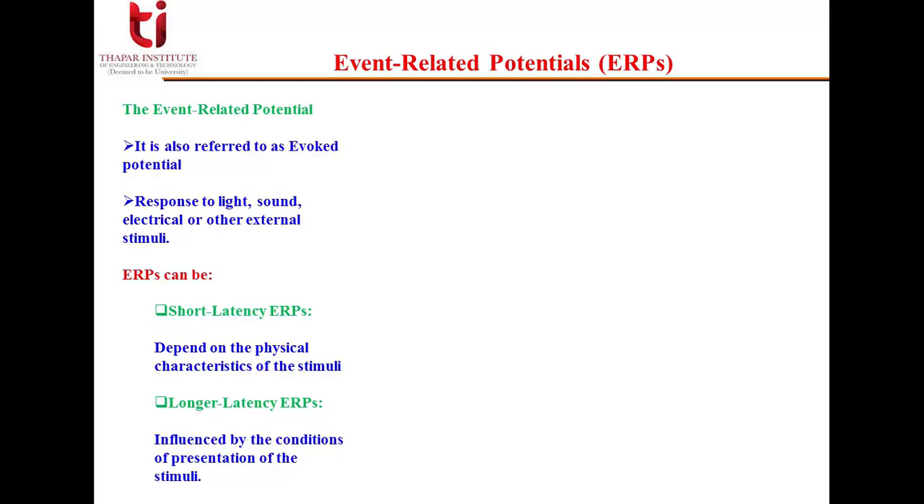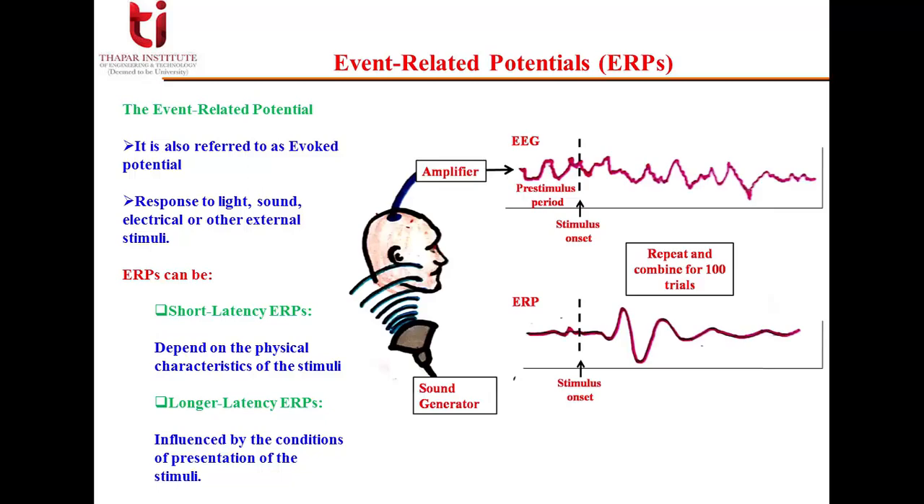The relatively small electrical responses to specific events can be observed only if the EEG traces are averaged over a series of trials. Let's look at this figure. Here the event is a sound that is generated by a sound generator. The large background noise in the EEG wave makes it impossible to detect the evoked response to the sensory stimulus from a single trial. Averaging across tens or hundreds of trials, however, removes the background EEG, leaving the event-related potential.